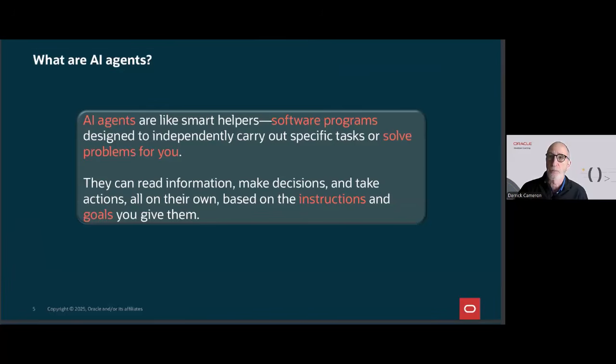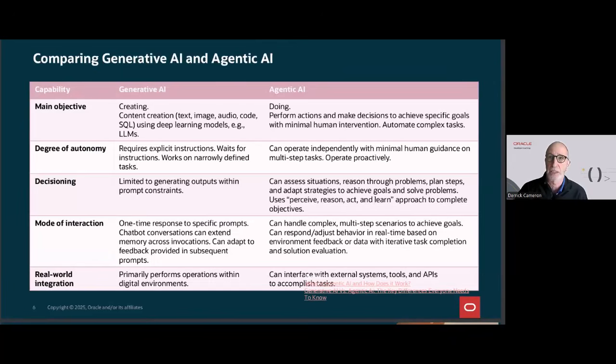So agents, what are they? Well, they're like smart helpers designed to independently carry out specific tasks. They can read information, you can give them instructions, and make decisions based on responses from users, all on their own, based on the instructions and the goals that you give them. When we first started doing AI use cases, they were all about retrieving information from the database using a conversational chat interface.